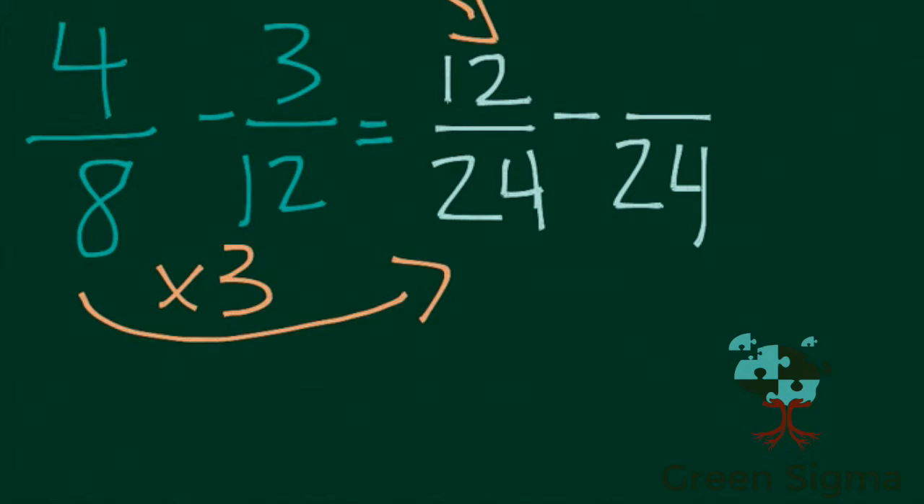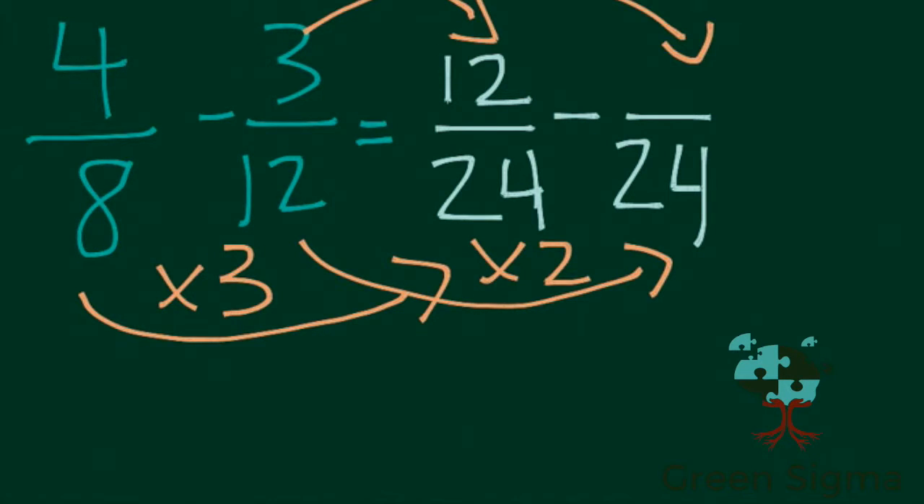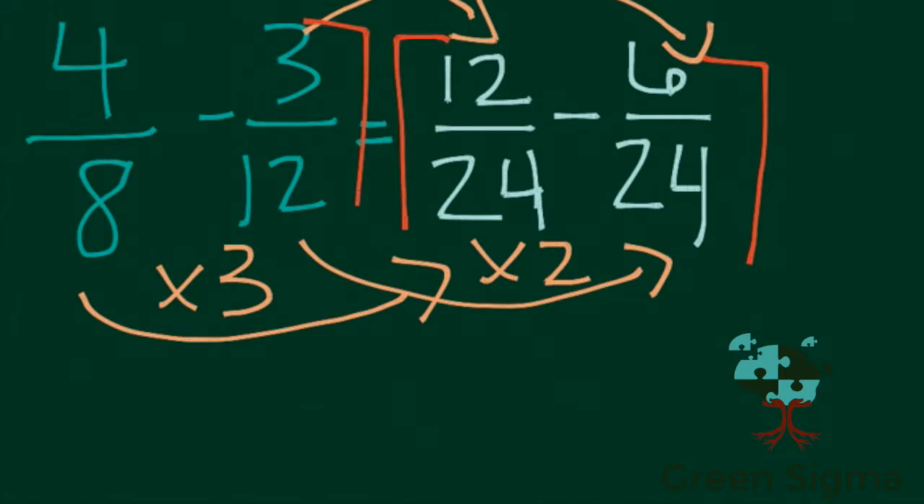Then we do the same again. 12 goes into 24 times 2. 3 goes times 2 as well, because whatever you do to the denominator, you do to the numerator. 3 times 2 is 6, so that is our second numerator. Now notice how these two fractions are the same as these two fractions once you simplify it. This just shows that we're not changing the value of the fractions, we're just changing how it's written.